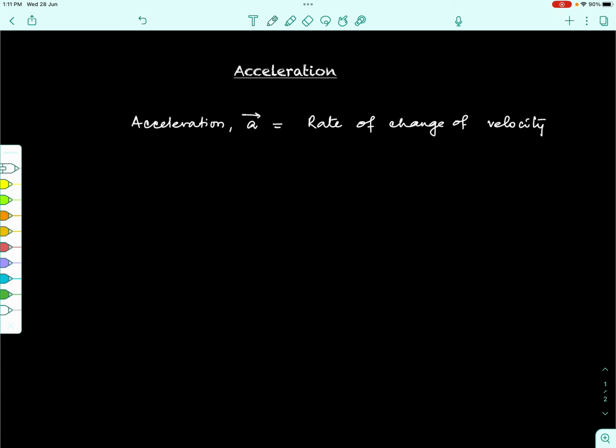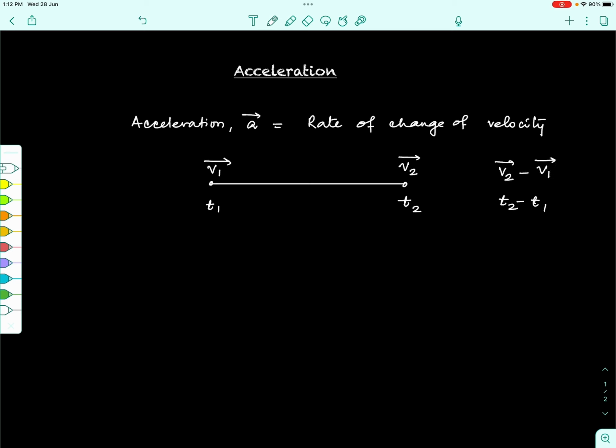Let us say there is a body which is moving with a velocity v1 at a given time t1, and after some time, when the body has reached somewhere after travelling, it is found that the new velocity of the body is v2 at a given time t2. Then the time interval will be t2 minus t1. In this time interval, the velocity of the body has undergone a change from v1 to v2, so the change in velocity will be v2 minus v1.